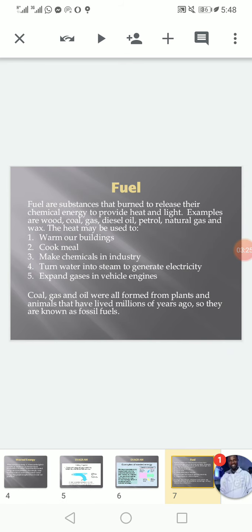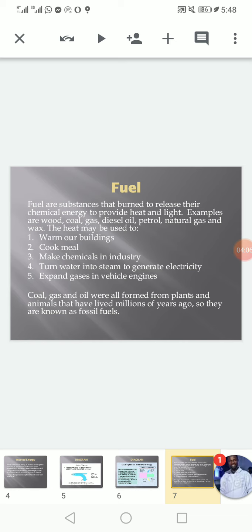So what is a fuel? Fuels are substances that are burned to release their chemical energy to produce light and heat. Again, fuels are substances that are burned to release their chemical energy to provide light and heat. So whenever fuel is burned, it releases the chemical energy in it to provide heat and light. Examples of fuel are wood, coal, gas, diesel, oil, petrol, natural gas, and wax. These are the various examples of what we call fuel in physics.